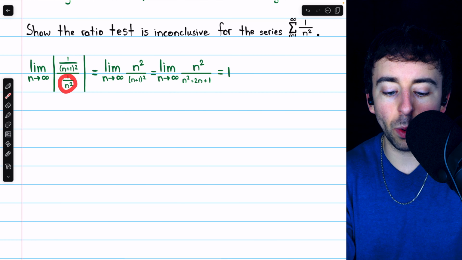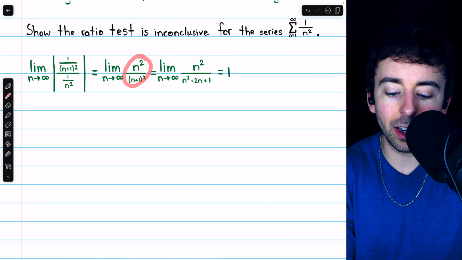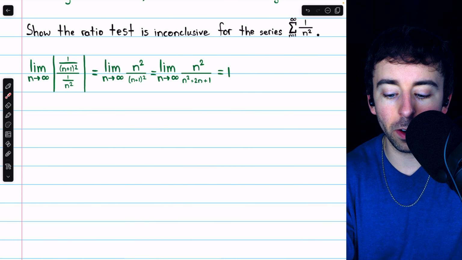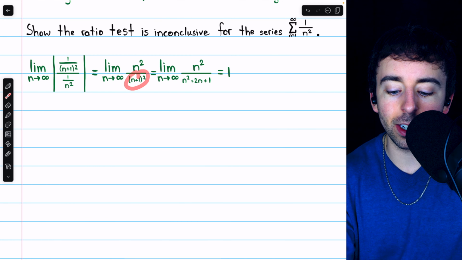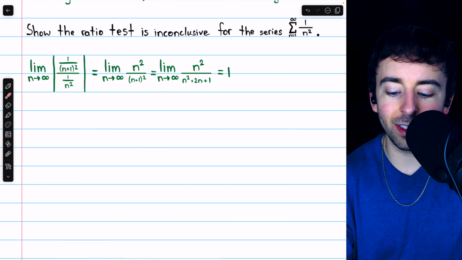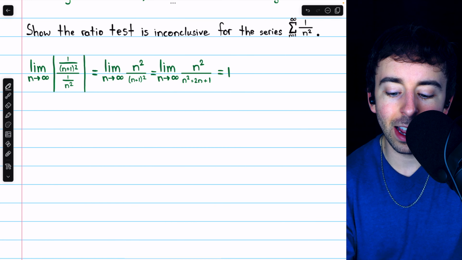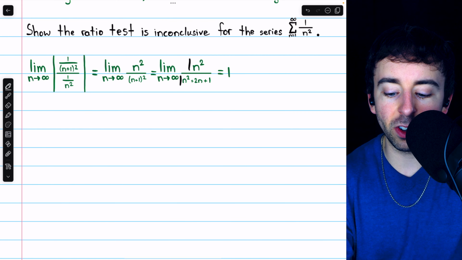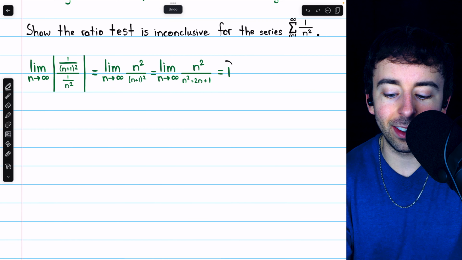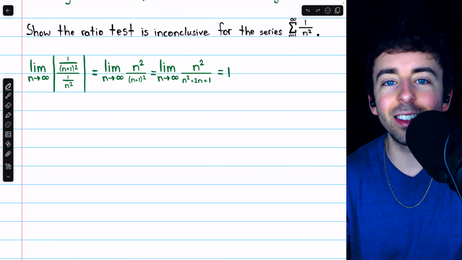Dividing by 1 over n squared is the same as multiplying by n squared over 1, so we can rewrite this as n squared divided by n plus 1 squared. N plus 1 squared in the denominator is the same as n squared plus 2n plus 1. Thus, we see the numerator and denominator are both degree 2 polynomials. The ratio of their leading coefficients is 1, and thus that is the value of this limit. It's 1, and so the ratio test is inconclusive.